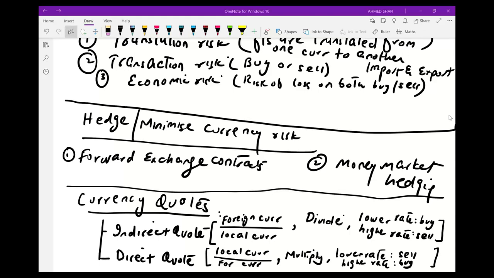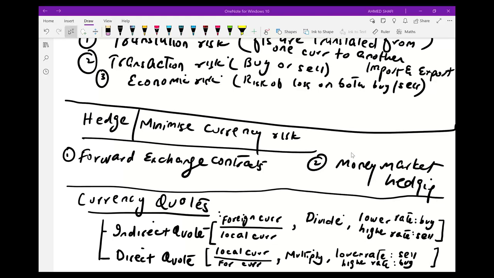Before that, I told you that there are three types of currency risk. Translation risk, which occurs when financial statements are translated or converted from one currency to another. Transactional risk on imports, exports, buying, selling. And economic risk, when you get loss on both the transactions. The most commonly used methods of dealing with these risks are forward exchange contract and money market hedging. A forward exchange contract is basically where we fix the rate for the future. We will just be doing that. Another way of dealing with it is money market hedging.